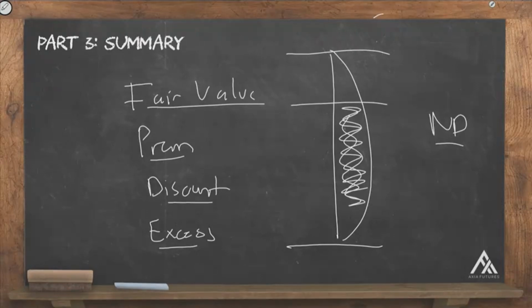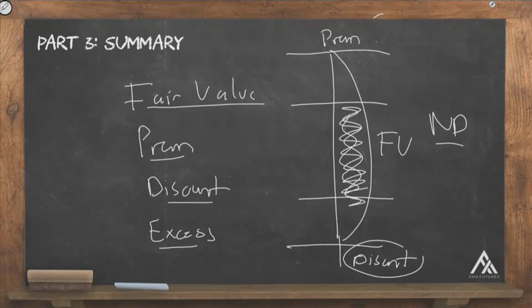Now, that middle section is what we would like to call fair value, and fair value is nothing more than where the market accepts price. Buyers and sellers are accepting this area as the fairest price based on all available information. When prices are quickly rejected from the high, we like to call that premium. Where they're quickly rejected from the low, we like to call that discount.